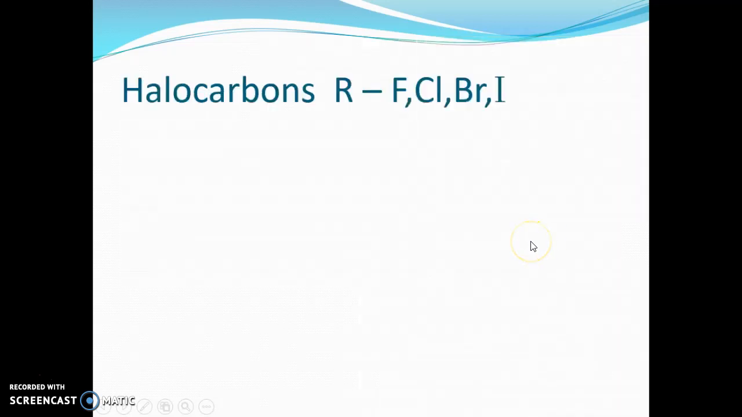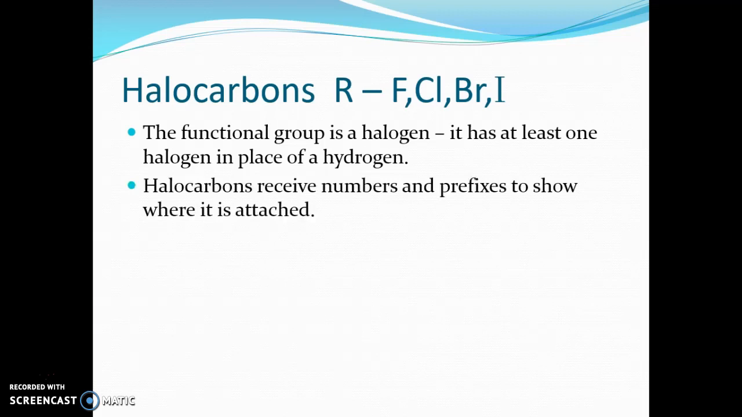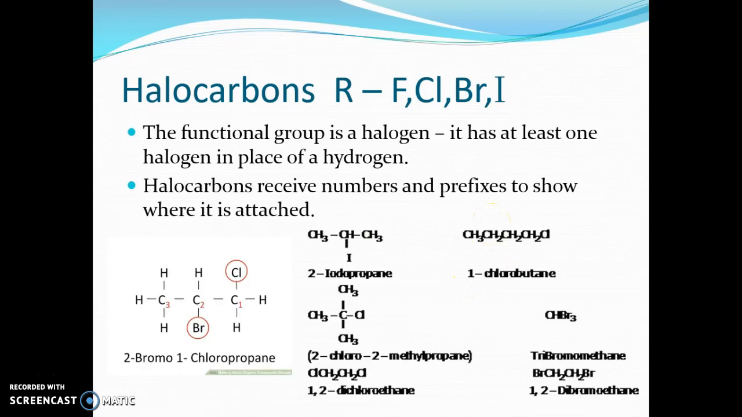All right, so halocarbons have a halogen in them somewhere, at least one in place of a hydrogen. This is the fifth group that you have to be able to name. When you name halocarbons, the halogen actually becomes a prefix with a number letting you know where it is located in the carbon chain. So here's a bunch of examples.